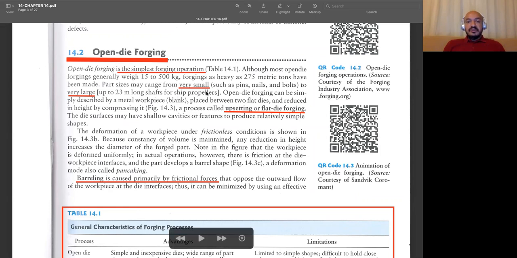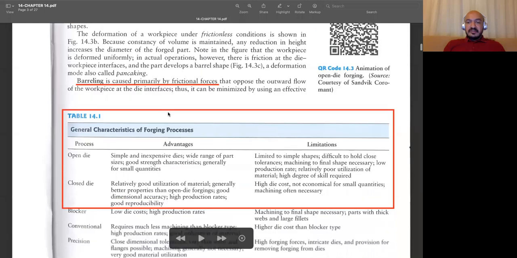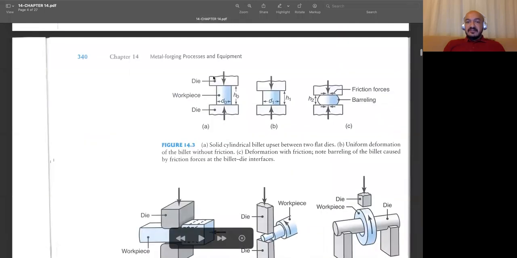With the help of this process, we can produce smaller or larger products, like pins, nails, bolts, or some propellers of ships. We sometimes call this process also upsetting or flat die forging, but they're all the same. They can be considered as open die forging. I can show you some examples of it. You see, this is the initial stage of this open die forging.